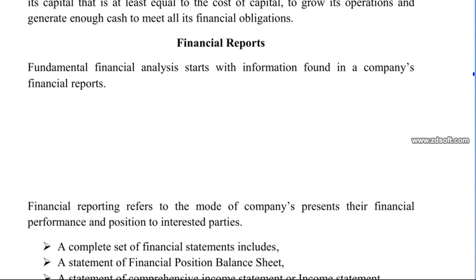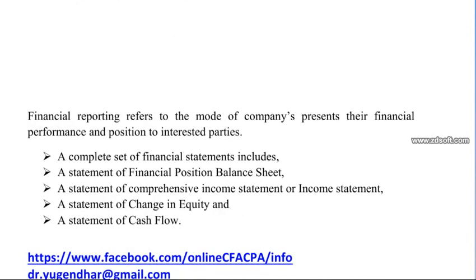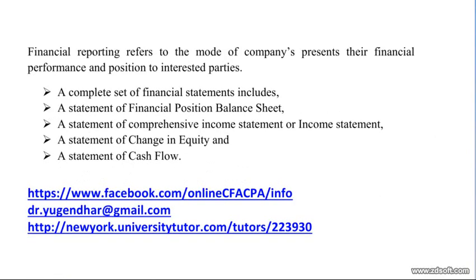Next, a statement of comprehensive income, or we can call it an income statement, a statement of changes in equity, and a statement of cash flows. All these financial statements are very important and all play an important role in the process of analysis.